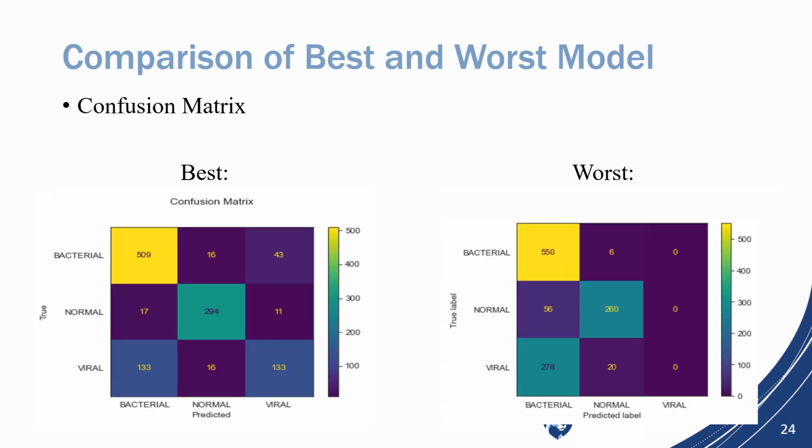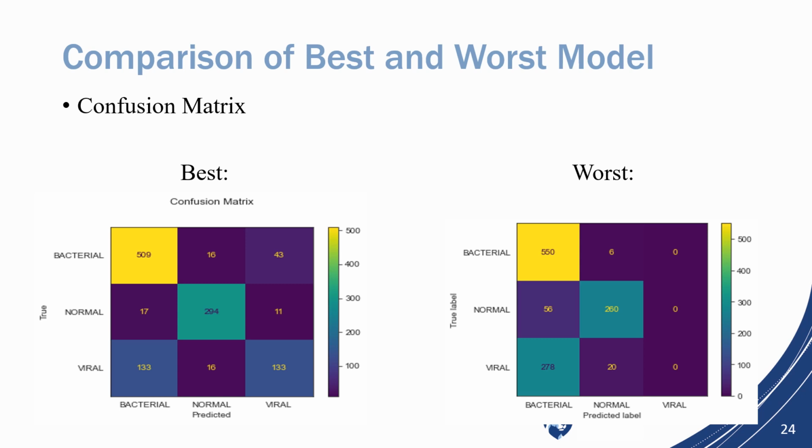And now the last comparison that we want to see is from the confusion matrices. We can see from the confusion matrix for the best model that it is still pretty difficult for the model to classify the viral images. The model mistook viral class for bacterial class by 133 images. This number is pretty high compared to other errors that are less than 50 images. We can also see that the errors for normal class are the lowest of all errors.